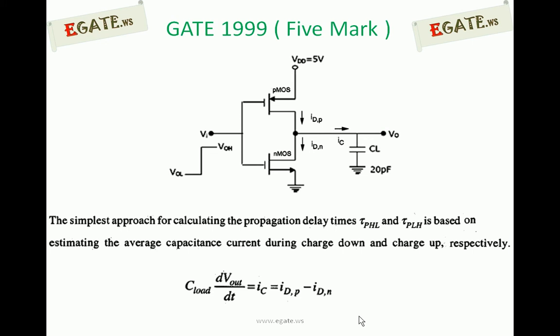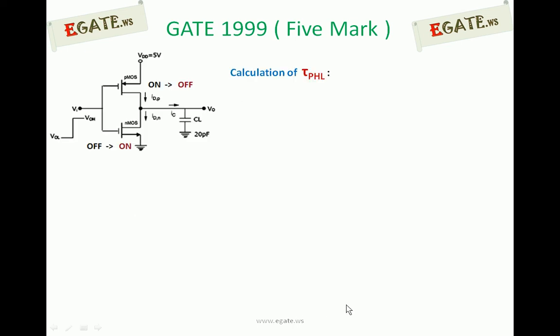This is a simple capacitance equation. We know that the current flowing through the capacitor is I equal to C into dV by dt. Here for this load capacitor we can write it as C load into dV0 by dt is equal to IC. IC is nothing but IDP minus IDN. This is a simple capacitor current equation. Now we will see how to calculate tau p HL.